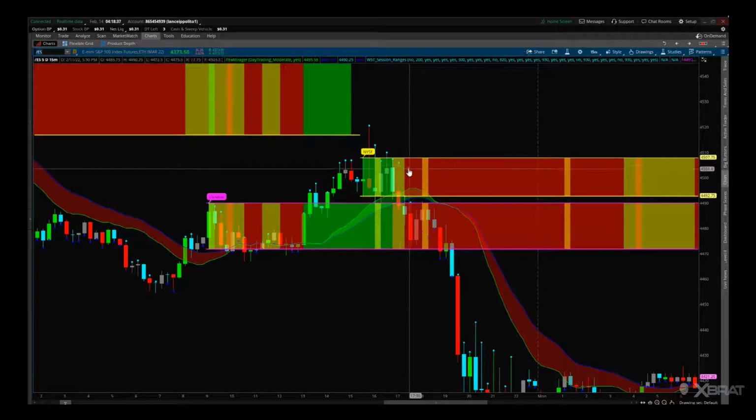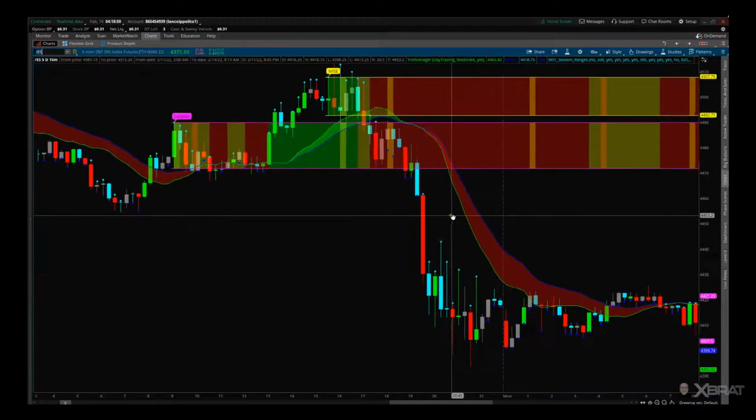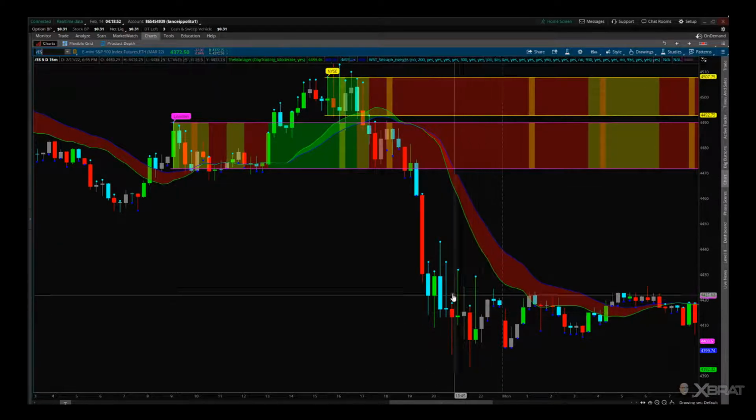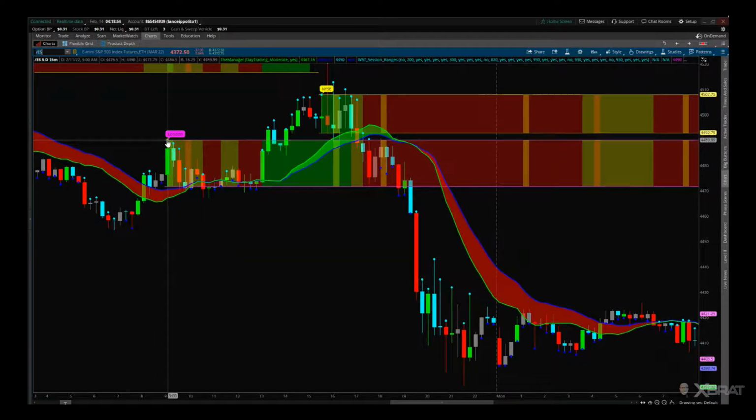The bias for these ranges turns red. We break out then. See how the bias comes into that London opening range, finds support at the bottom, comes back up again, and then we get the breakout to the downside to the end of the session again. So it's not just that opening range.